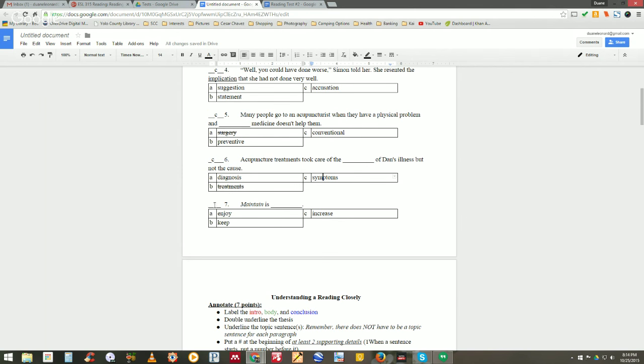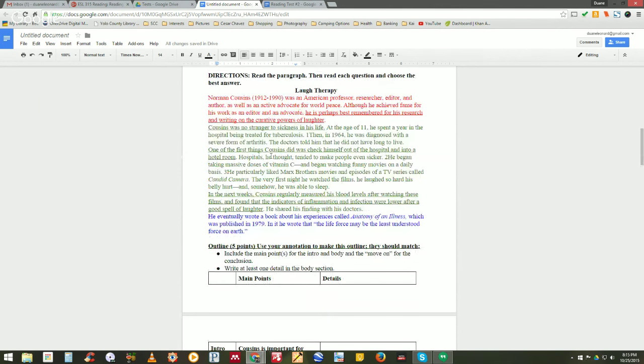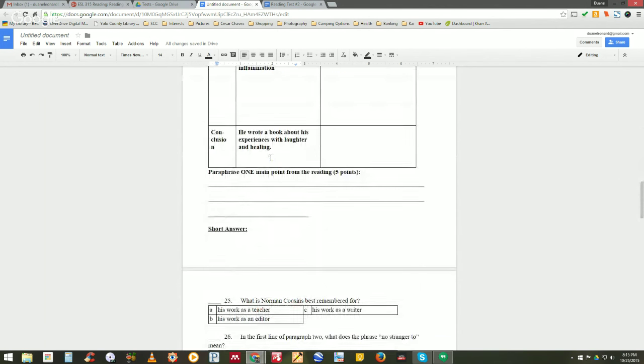Maintain is B, keep. This is pure definition. Maintain is not an increase. Maintain means to stay equal. So it doesn't mean to enjoy. If it's equal, you don't increase it. If it's equal, you do keep it at the same level. So 7B. And here we see the annotation and then the summary and the paraphrase.